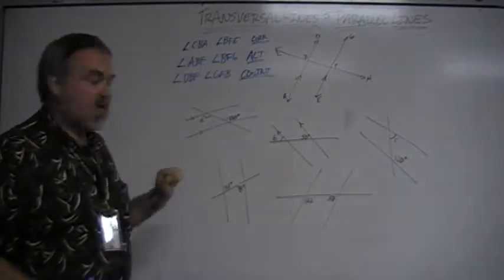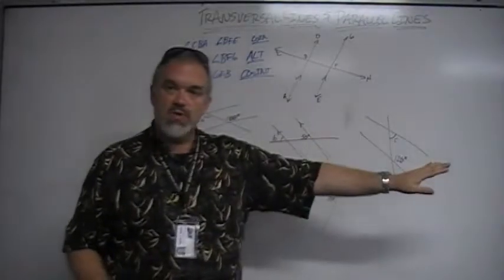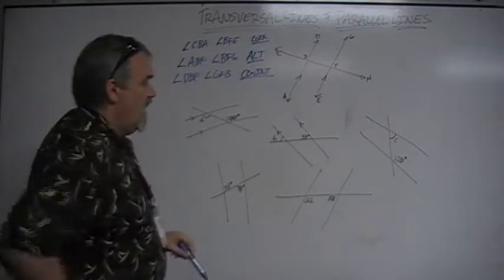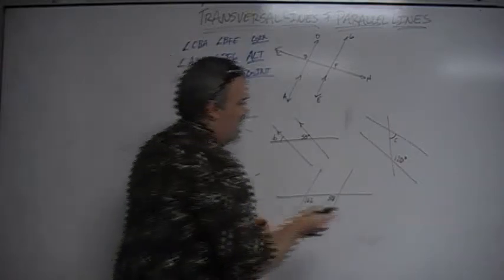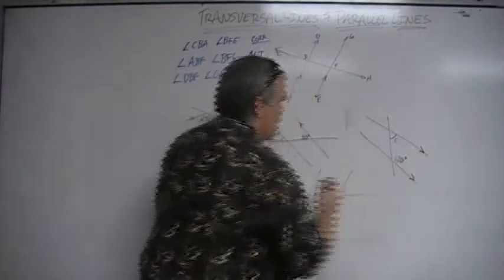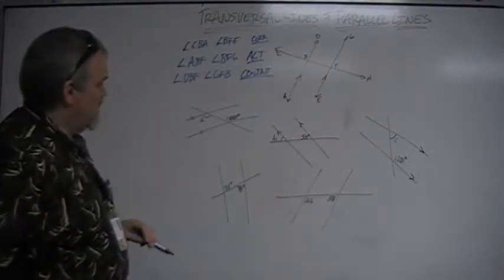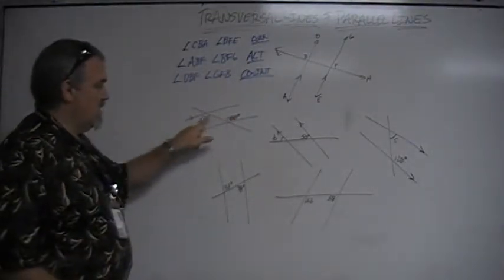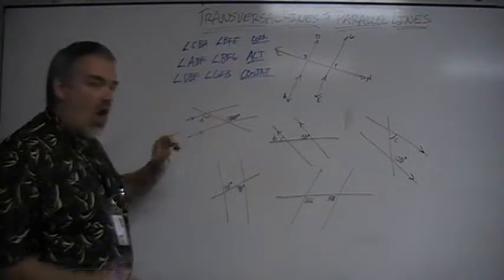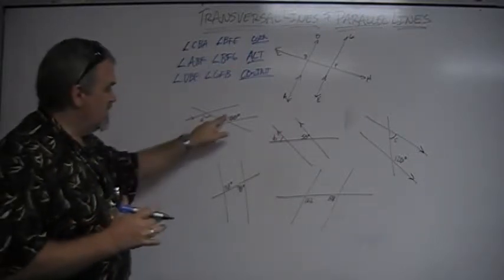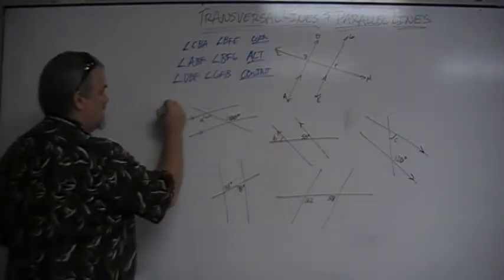Now, for these problems here, we're going to use those rules that we know. And I forgot to mark that these are parallel lines. We'll fix that. So, if these are parallel lines, what do we know? Well, these two are alternate interior angles. So if this is 100, then A must also be 100.